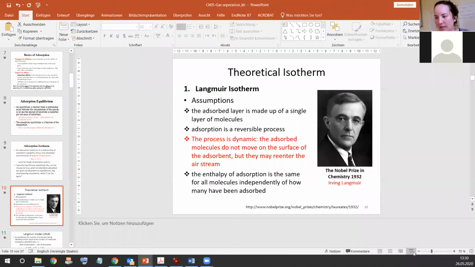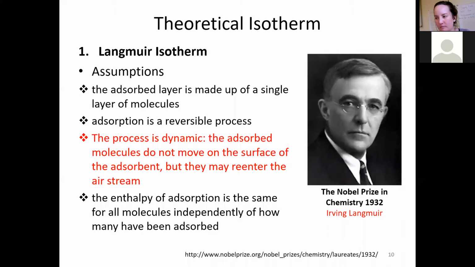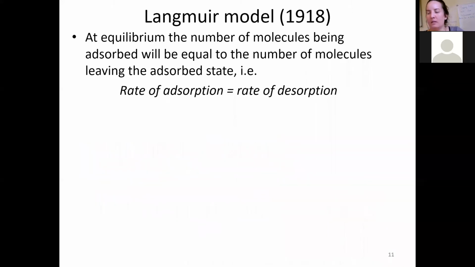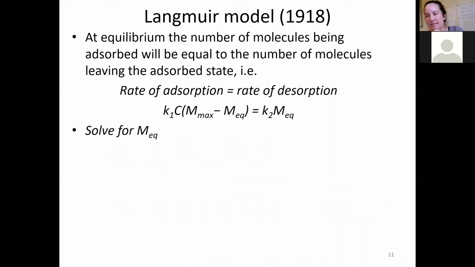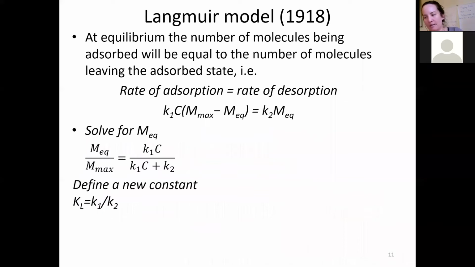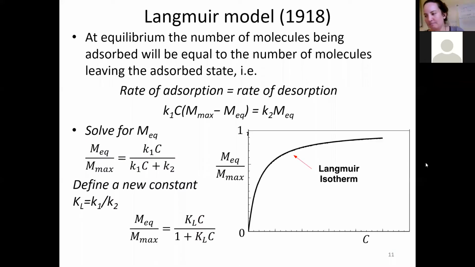So in the model of Langmuir, in the derivation, we said the rate of adsorption is equal to the rate of desorption. We set these two rates equal to each other, and then we solve this expression in terms of M equilibrium and M max. The Langmuir constant is then defined as K1, the forward rate constant, divided by K2, the reverse rate constant. And when we write this in this form, we get M equilibrium divided by M max.